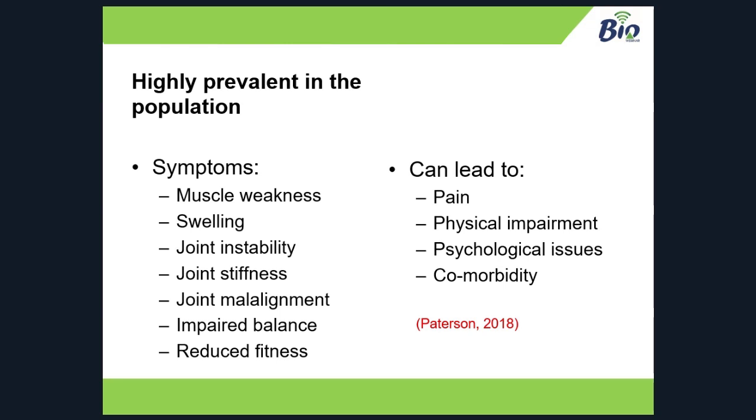I might get swelling around the medial side of the joint, instability, stiffness, malalignment. That could all lead to things like impaired balance, and then reduced fitness as well. And then from the point of view of what happens to your patient, that leads to pain, which then leads to physical impairment. You can start seeing psychological or psychosocial issues, and then there's a link there with comorbidity as well.